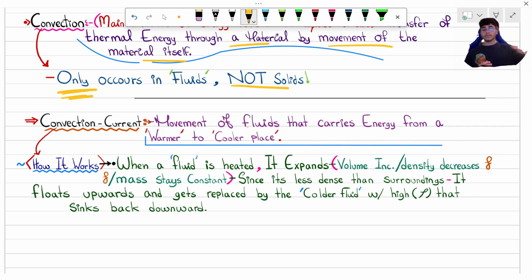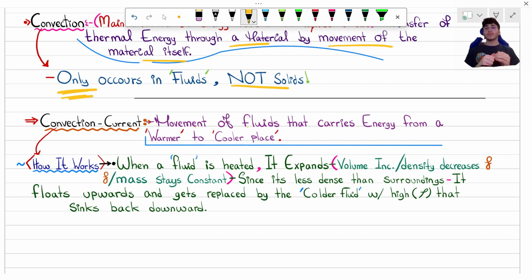So, conduction is transferring energy from a hot to a cool place by contacting the solids together. Convection current does the same job of conduction, but by moving the fluid itself. Because the fluid is going to carry energy from a hot place to a cold place. How it works is very simple.